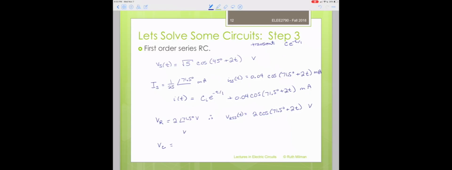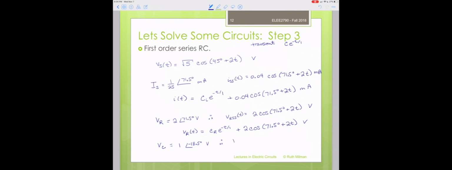If we put that together, the actual voltage of our resistor is equal to some constant, not constant times the resistance, rather some resistor constant, times e to the minus t over 1, plus our steady state value, 2 times the cosine of 71.5 degrees plus 2t in volts. If we look at the capacitor, our phasor is just 1 with an angle of minus 18.5 degrees, and that's in volts.